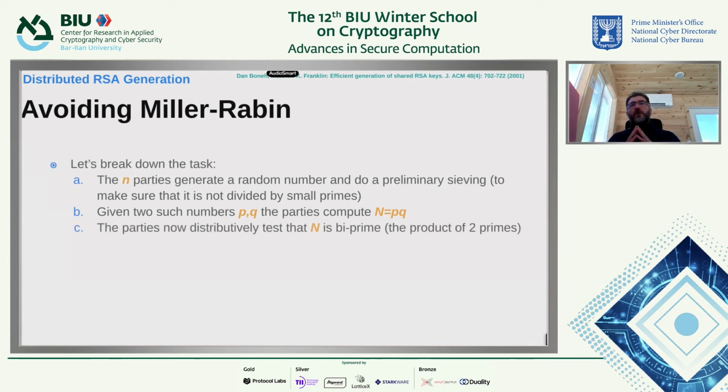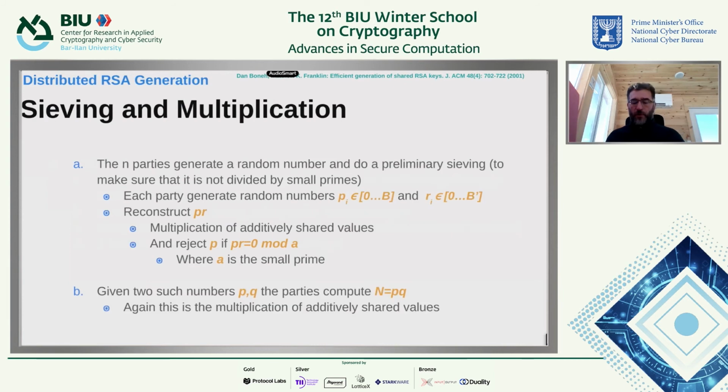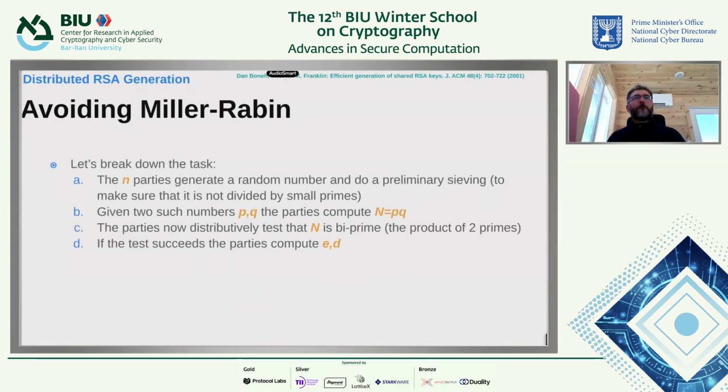And now the test is going to be on n, which is public. This test is not going to check that n is prime, but that n is biprime. By biprime, we mean the product of two primes. Now, this is a randomized test, so there are false positive cases, but if the test succeeds, then we assume that n is biprime, and at that point the parties compute e and d. Okay? So those are the steps, and now we are going to go one by one.